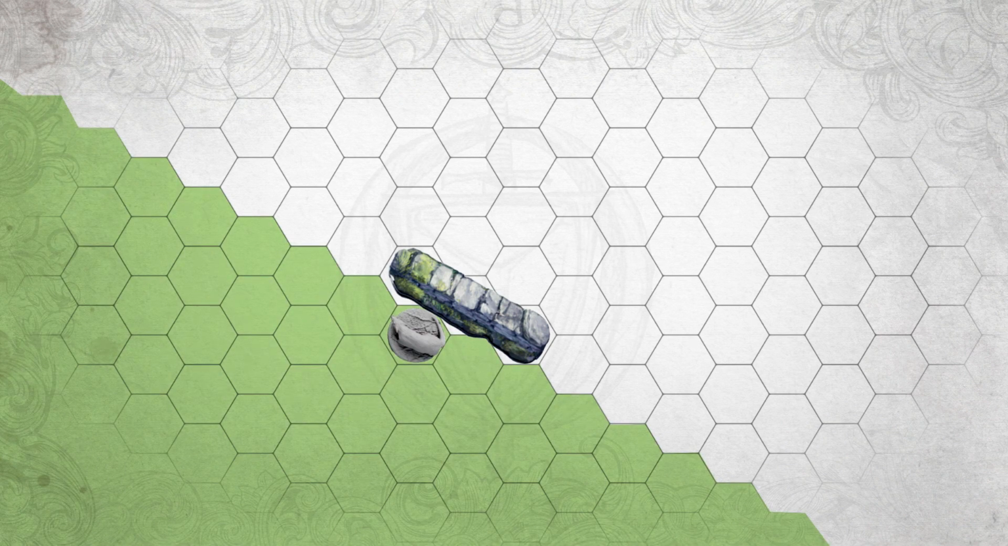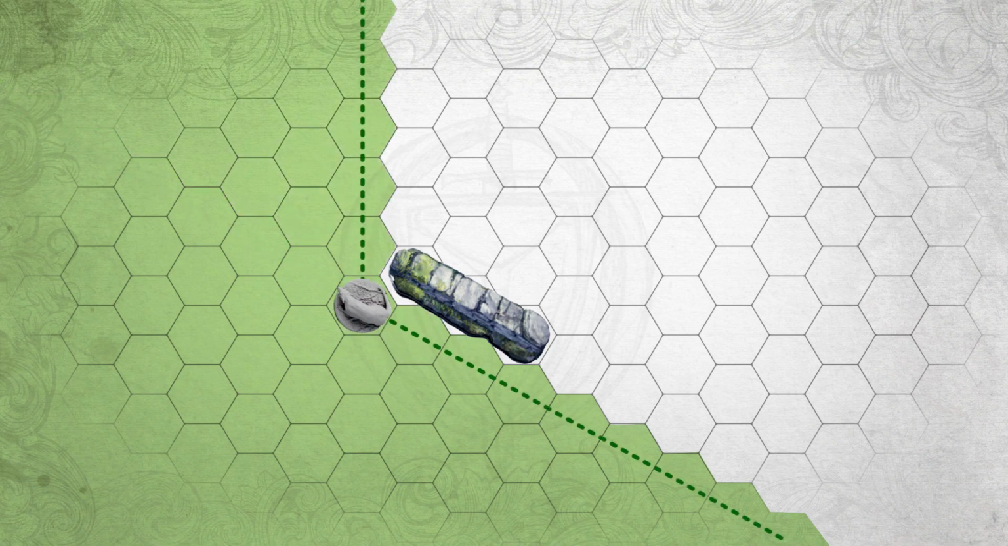For example, when a character is adjacent to an obstacle, then only some of the board will be visible. Notice that the boundary of visible hexes will be straight lines radiating from the character.